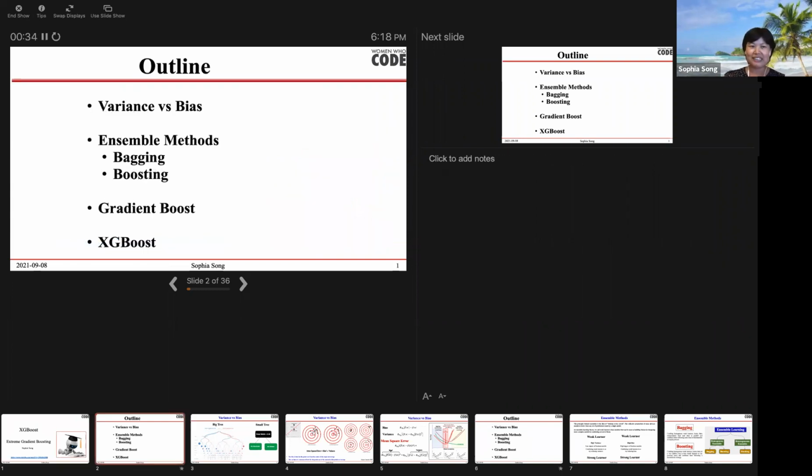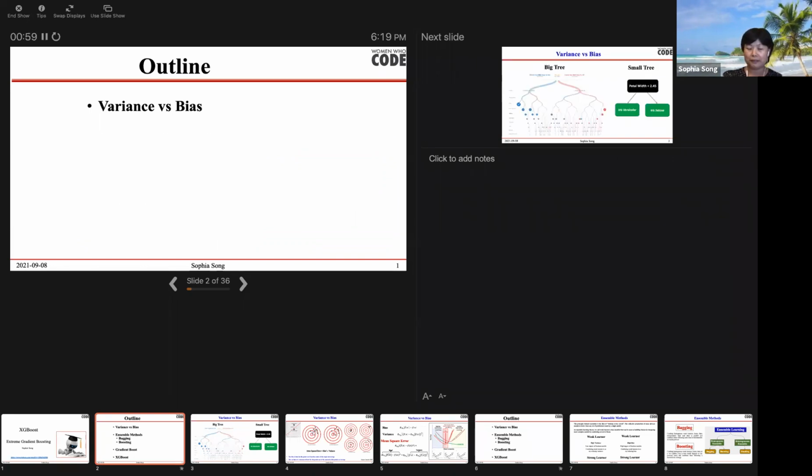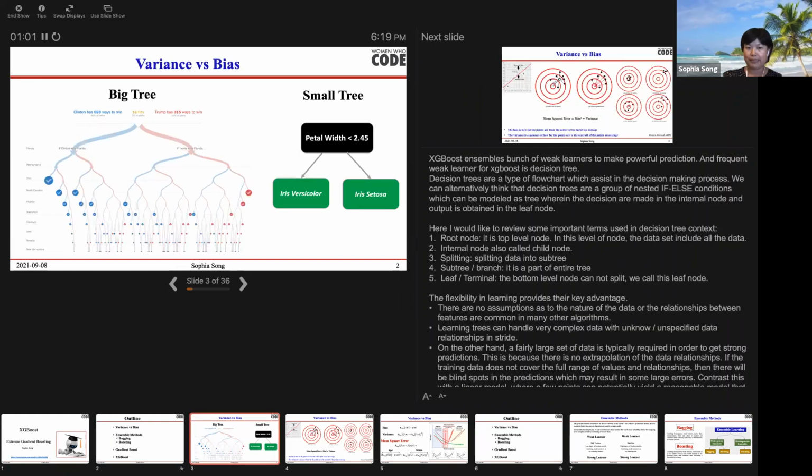So let's start tonight. In the outline, I would like to introduce some prerequisites: variance and bias, ensemble method, gradient boosting, and XGBoost. The first three parts are all the fundamentals of why we should use it and how XGBoost was developed. So okay, let's start with variance and bias.